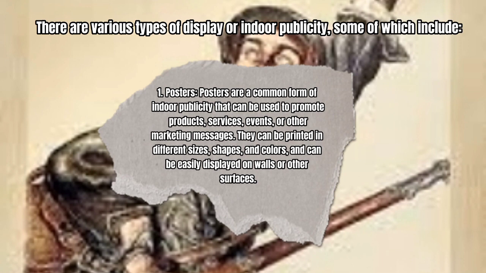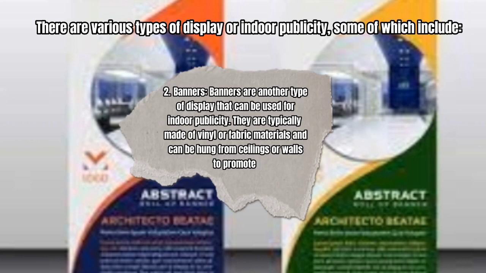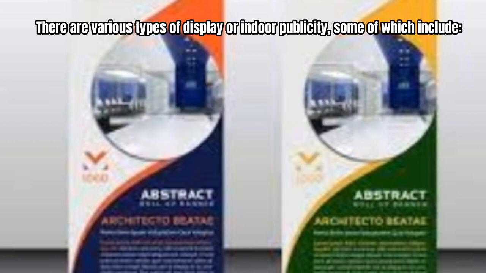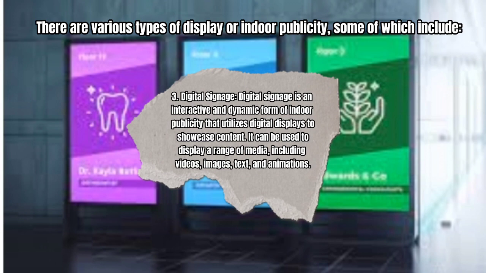1. Posters. Posters are a common form of indoor publicity that can be used to promote products, services, events, or other marketing messages. They can be printed in different sizes, shapes, and colors, and can be easily displayed on walls or other surfaces. 2. Banners. Banners are another type of display that can be used for indoor publicity. They are typically made of vinyl or fabric materials and can be hung from ceilings or walls to promote.